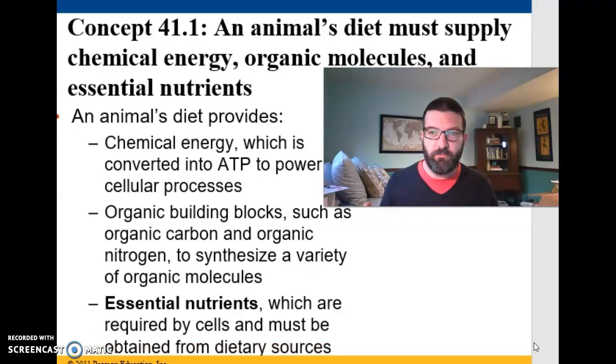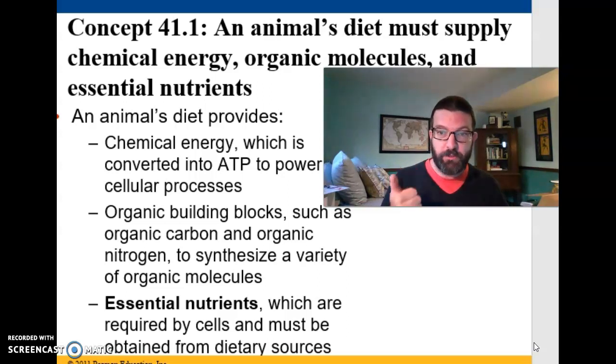But whether you're an herbivore, a carnivore, or an omnivore, you need chemical energy, so fuel to make ATP. And that usually comes in the form of glucose. You need organic building blocks like amino acids, so you can build the structures within your cells as well as outside of your cells. And you need essential nutrients, so things that you can't make yourself.